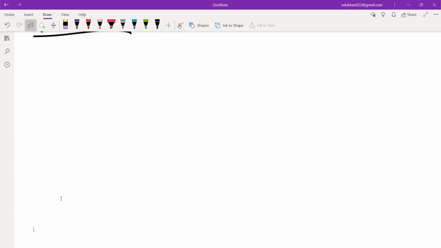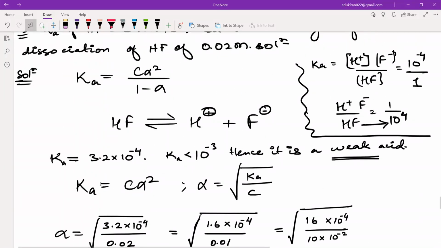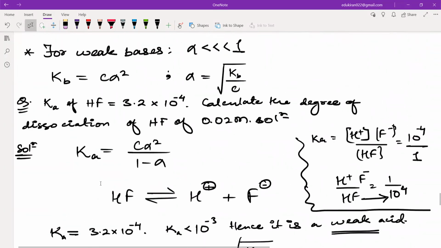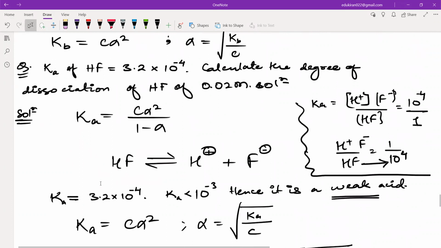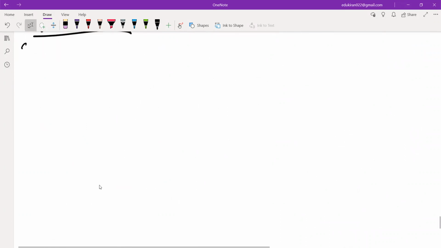Okay, so we have the concentration of H plus, we have not calculated alpha. No, we have calculated the alpha. So in this question, we can add some more things. Let us calculate the pH also. If I want to calculate the pH of the solution, how will you calculate it? Question: calculate pH of above solution.